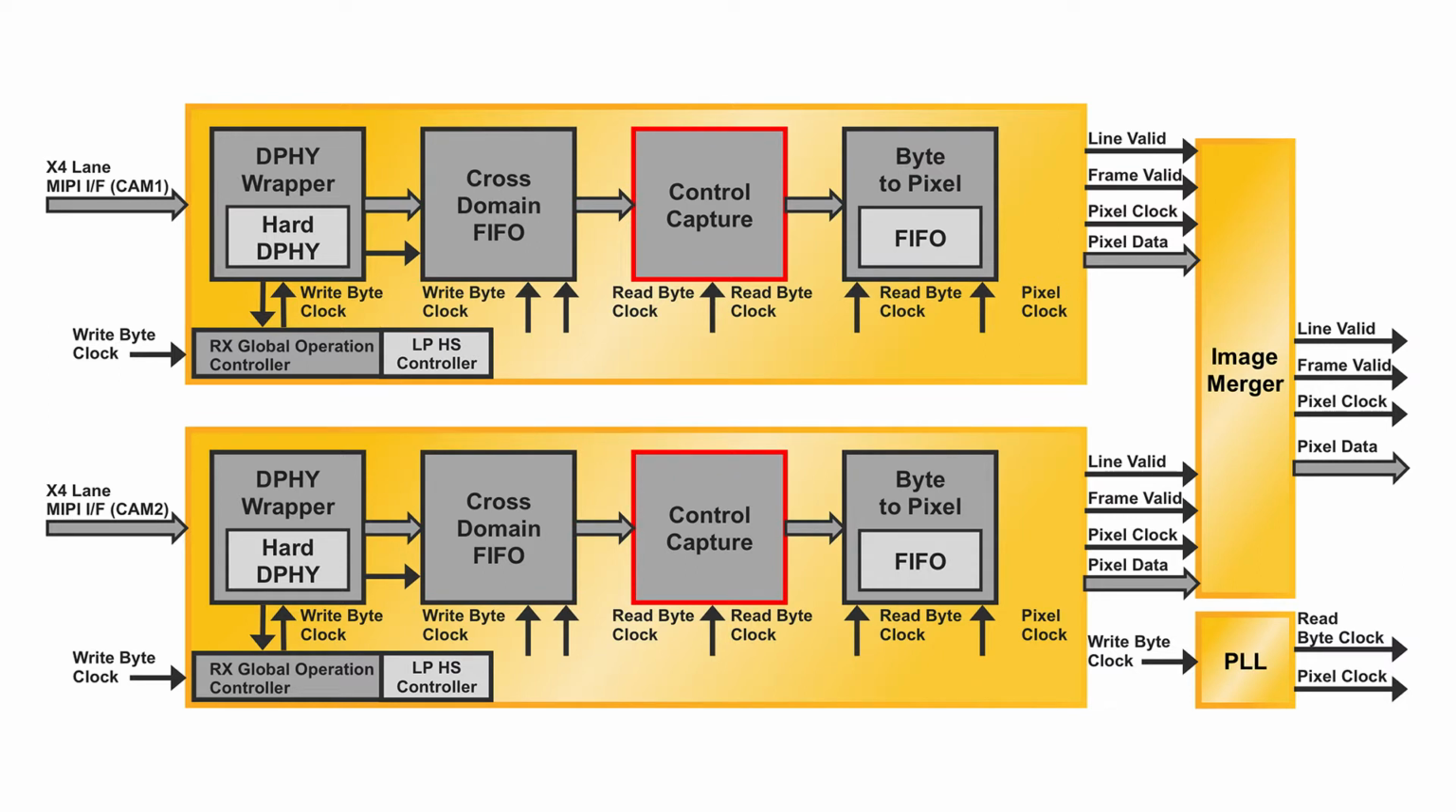Then a control capture block generates the sync signals and extracts video data along with other control parameters. The byte data is then converted into pixel data along with frame valid and line valid signals, as well as being transferred onto the pixel clock domain. Finally, the two camera images are merged together, combining half of the line from the first camera and half of the line from the second camera to create one complete line before sending to the ECP5.